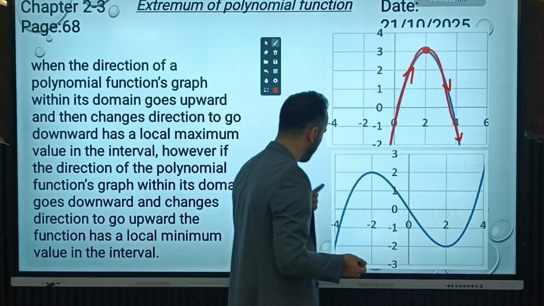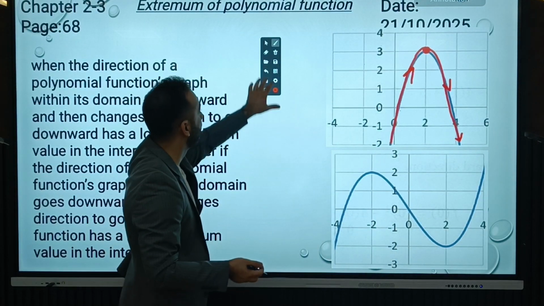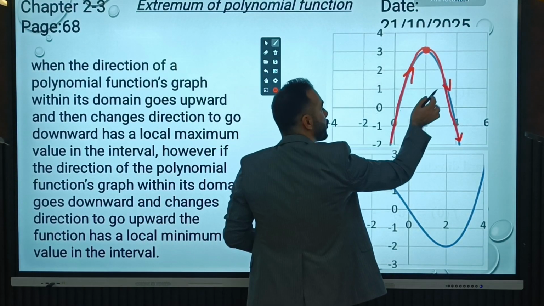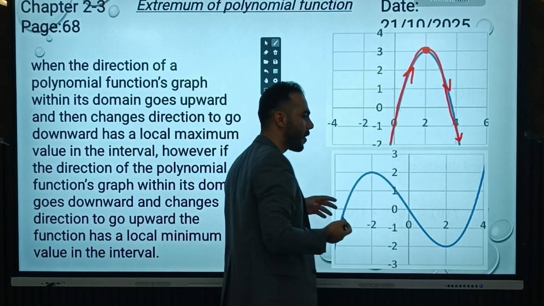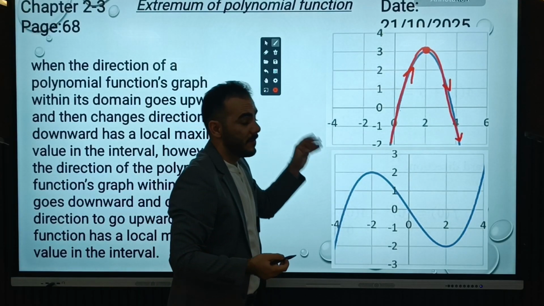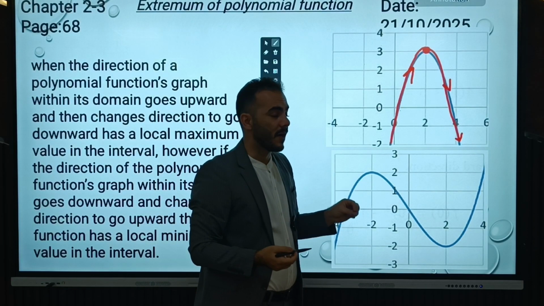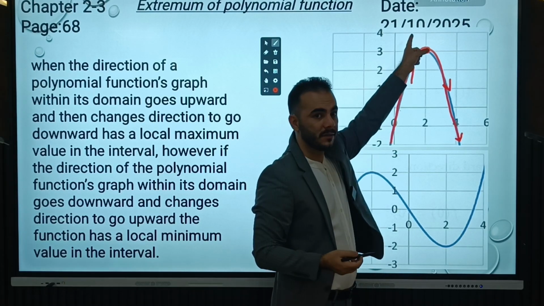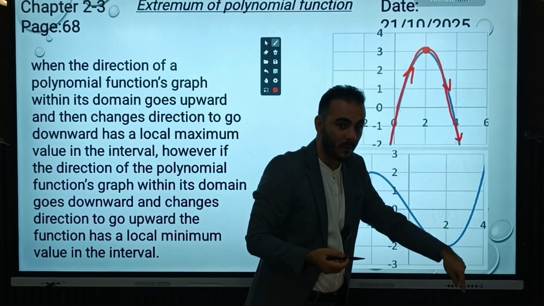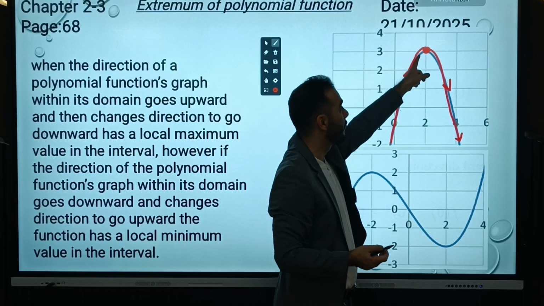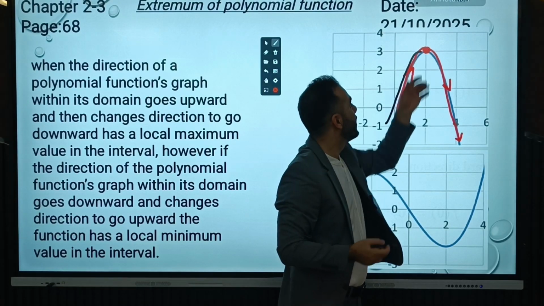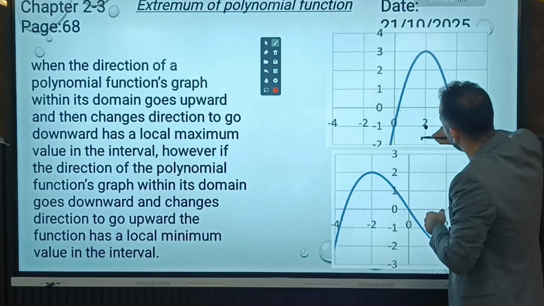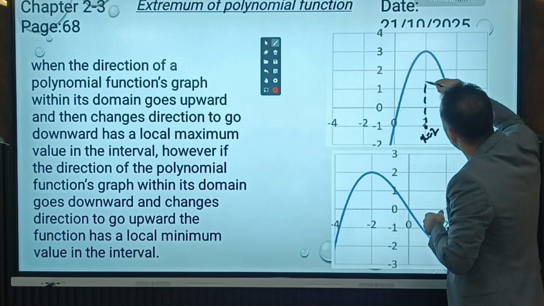As you can see, in the first one we have a local maximum. Why local maximum? Because if the direction of our polynomial function's graph goes upward and then changes downward, in that case we are going to have a local maximum. So in the local maximum point, which is x equals 2, that value is greater than all the values around itself.